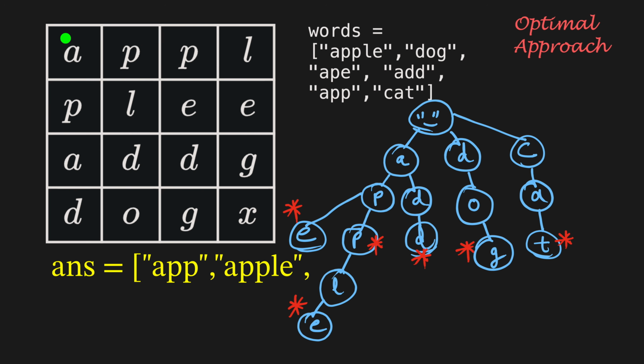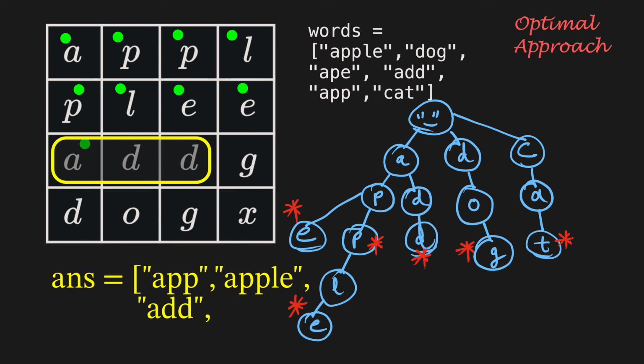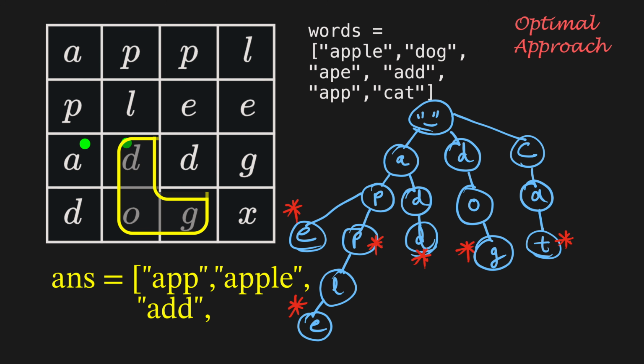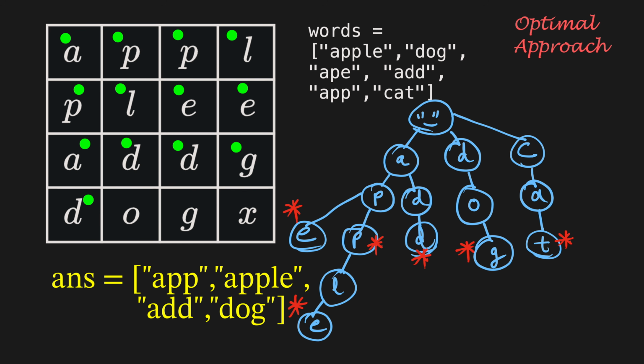And the algorithm would then do the same thing for every other cell on the board, starting a new search from this P, then the next P, and so on, to ensure no words are missed. And eventually, we would start a DFS from this A and find the word add, and another search from this D would lead us to the word dog, and this D will also lead to the word dog, resulting in duplicates in our answer.